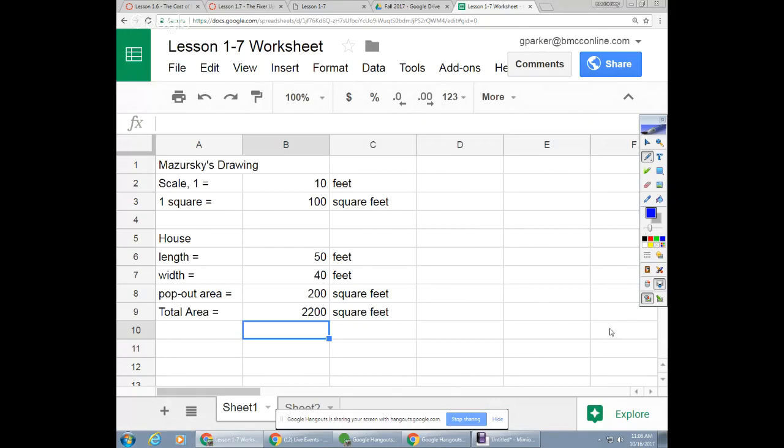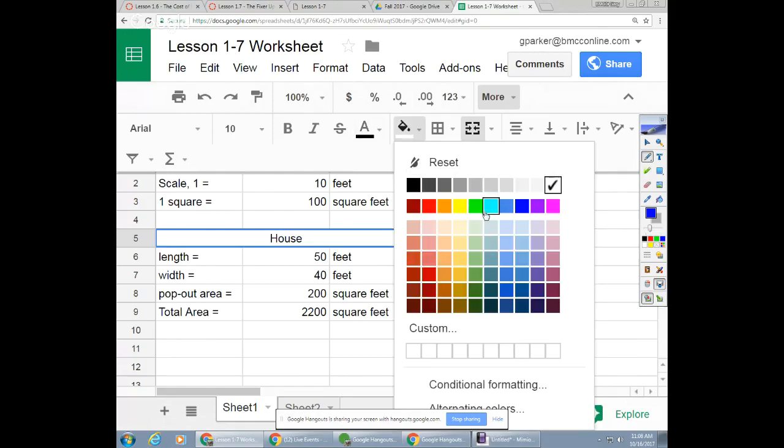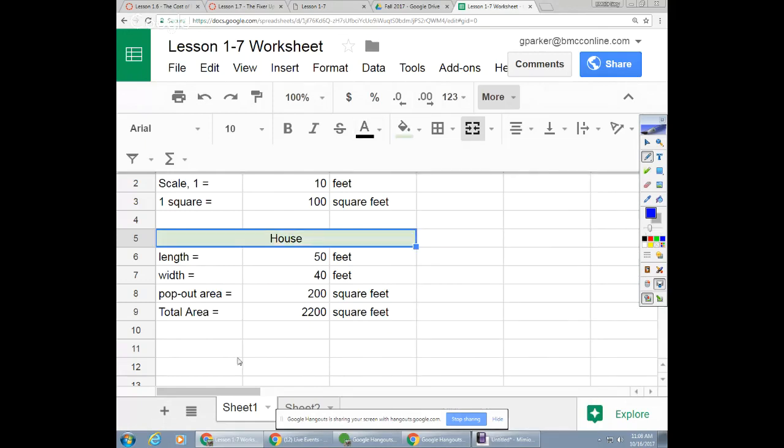Okay. We're going to do the same thing for the lot in just a second. Let me make this pretty a little bit. Let's let that span across some cells and center it and colorize it. Nice. All right. Let's take a look at the lot next.